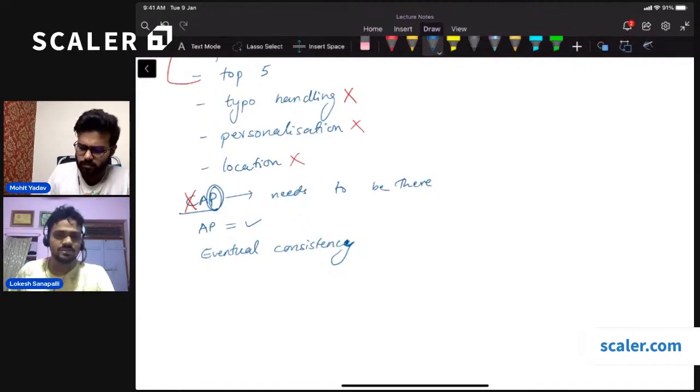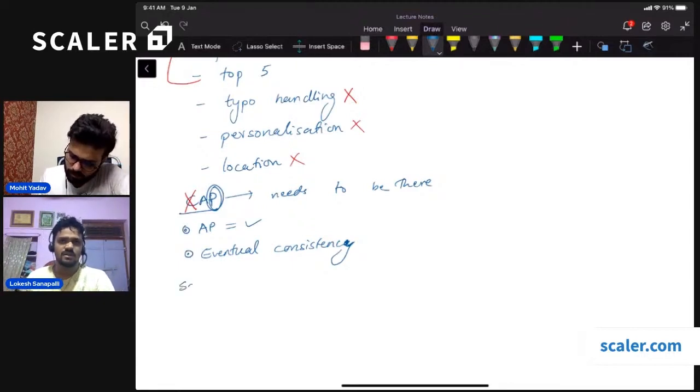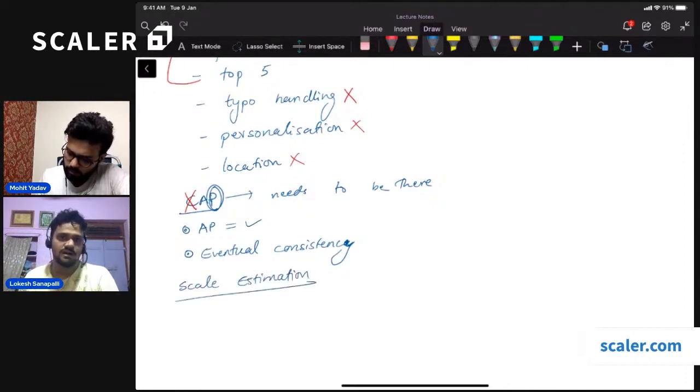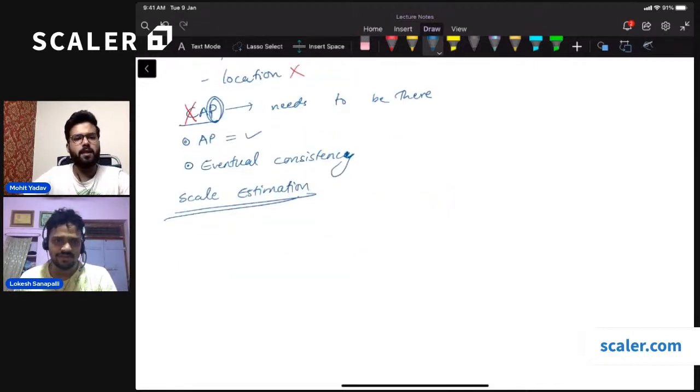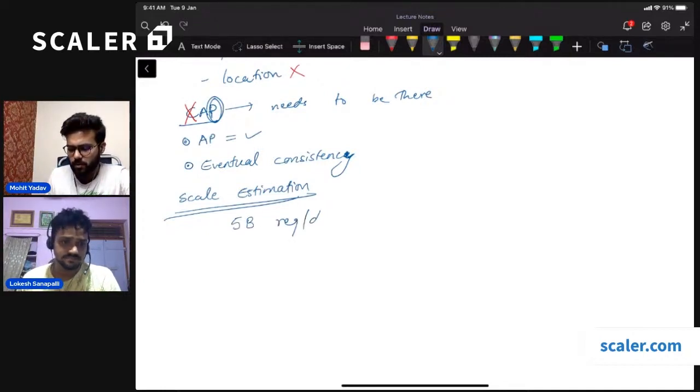And coming to scale estimations. First of all, the number of requests. Since it's at the scale of Google, I'm thinking maybe some 5 billion requests per day. How did you come up with this particular number?